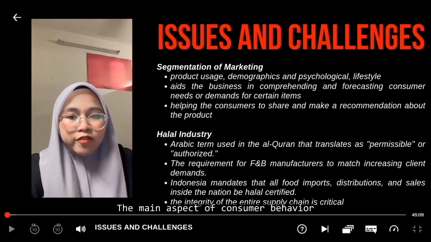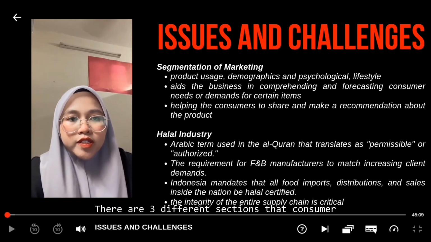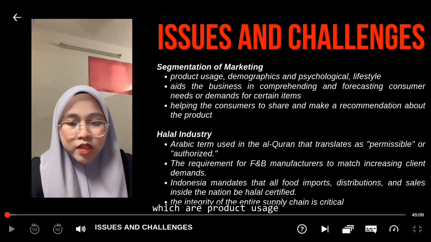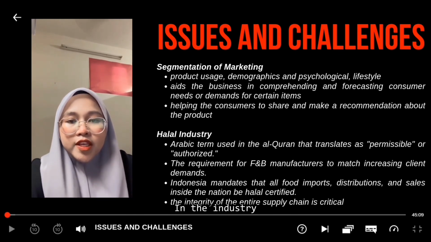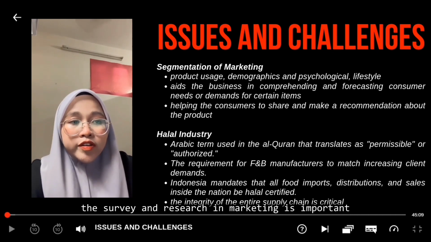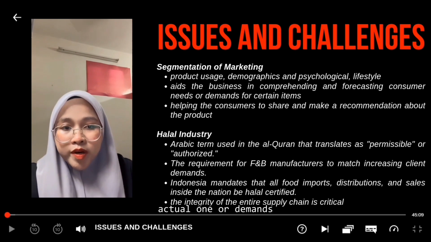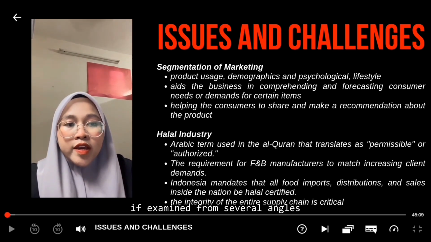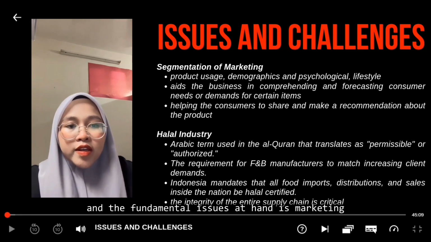The main aspect of consumer behavior is the segmentation of marketing. There are 3 different sections that consumers can be grouped into, which are product usage, demographics and psychological, and lifestyle segment. In the industry, survey and research in marketing is important as it shows the customer's actual wants or demands. If examined from several angles, consumer behavior is important and the fundamental issue at hand is marketing.